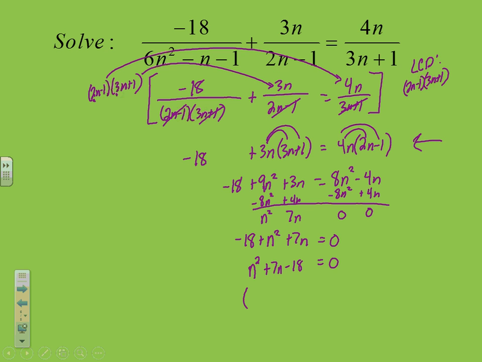Factor the quadratic so we can see what the individual solutions would be. So n and n. The factors of 18 that can combine to give me a 7 are going to be a 9 and a 2. So I'm going to say a positive here and a negative here, since the middle term is positive, but the C term is negative. So I'm going to say plus 9 minus 2 here.